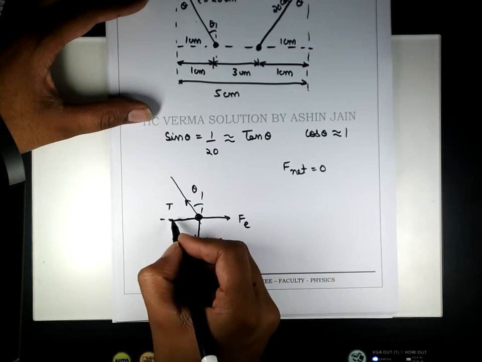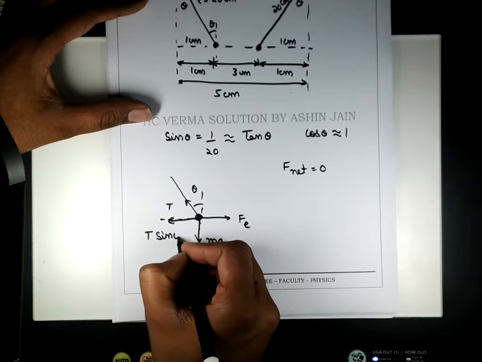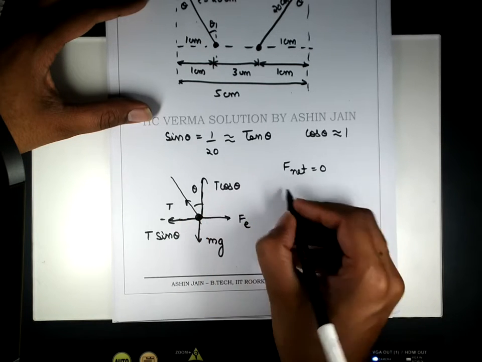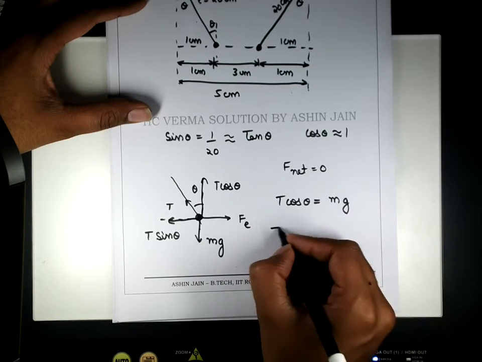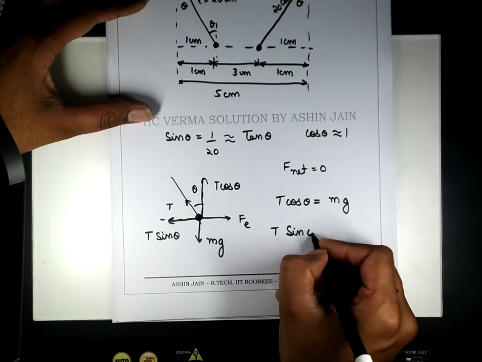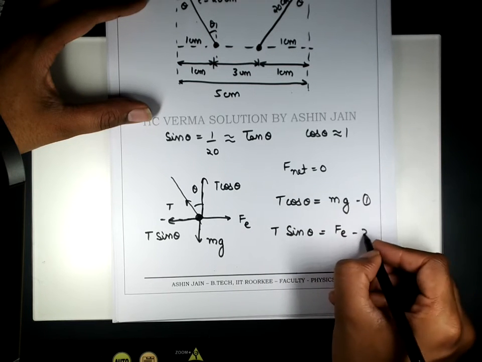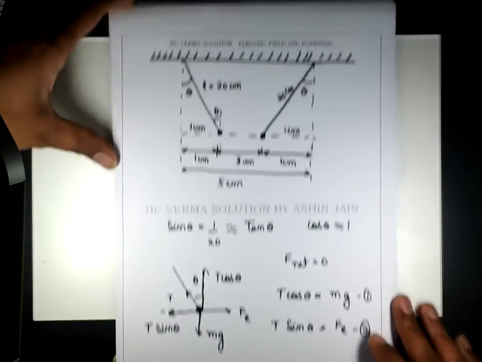If I take the components, this component would be equal to T sin theta and the upper component would be equal to T cos theta, such that T cos theta would be equal to mg and T sin theta would be equal to the electrostatic force F. This becomes our equation number 1 and this becomes our equation number 2. I'll be shifting the page now.